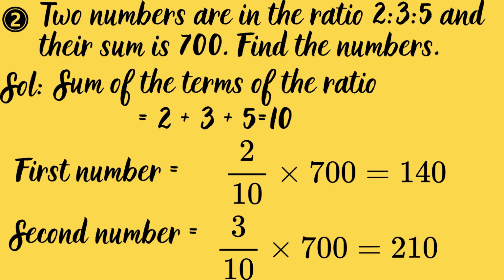Let's look at our second problem. Three numbers are in the ratio 2 is to 3 is to 5 and their sum is 700. Find the numbers. Now the sum of the terms or the parts of the ratio is 2 plus 3 plus 5, that is equal to 10.